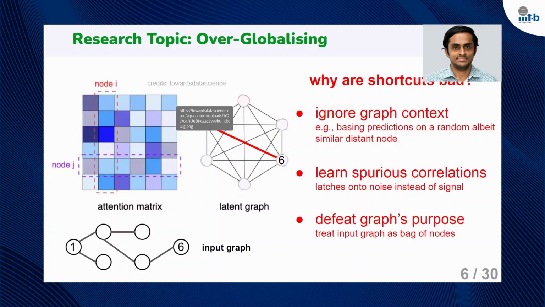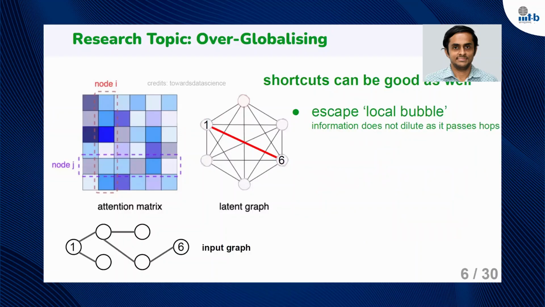So all the examples that we see in this talk are actually cases where the input graph is more important than the attention, than the latent fully connected graph. So shortcuts are not always bad. They can also be good. So this is one slide to summarize why shortcuts can be good.